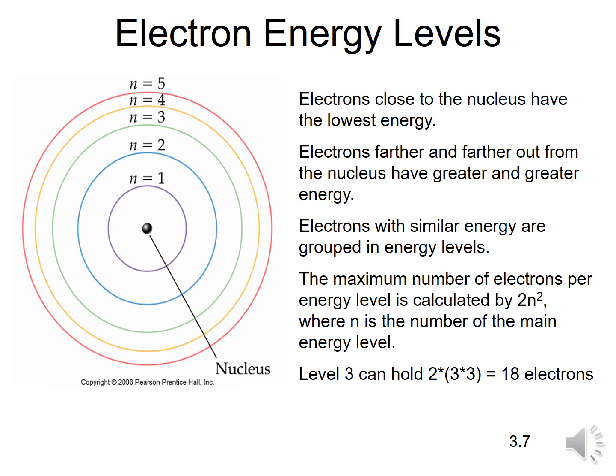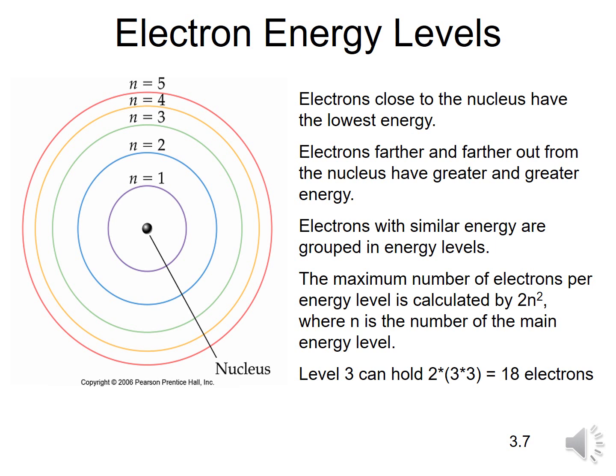If we look at electron energy levels, there are electrons that are close to the nucleus. Those are the ones with lower energy. The energy levels are given a symbol letter n and numbered 1, 2, 3, 4, 5, continuing. Electrons farther out from the nucleus have greater and greater energy. So an electron in an n equals 2 level has higher energy than n equals 1. An electron in n equals 3 has even higher, and 4 has even higher, and 5 has even higher.